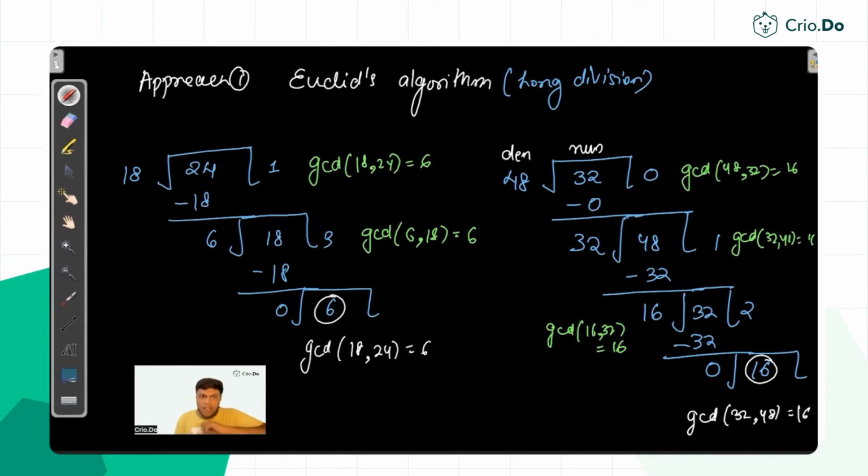And why is this working fine? We can say that GCD of A, B, if I am subtracting A from it, let's say this is A, this is B, so I am subtracting A from B. What will the number become? It will become B minus A. So GCD of A, B is the same as GCD of B minus A, comma, the A number again. This is a recurrence relation, a property based on GCD.